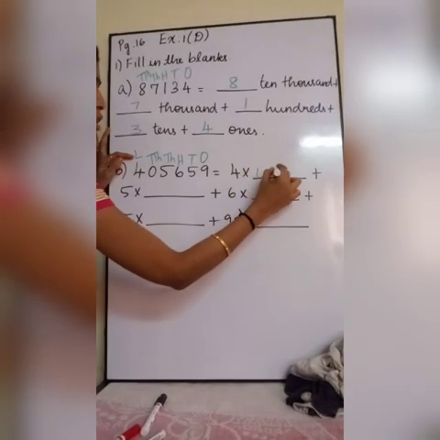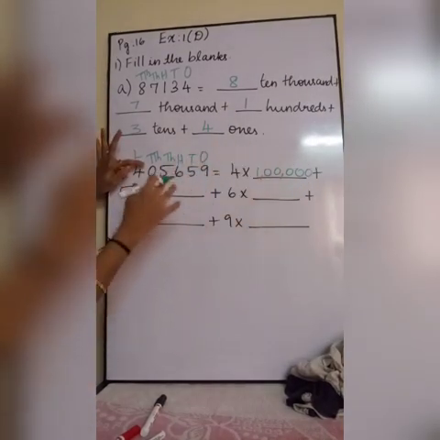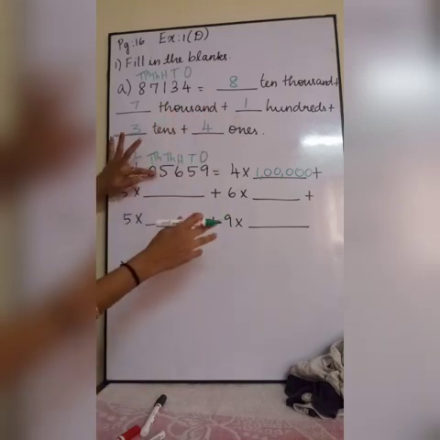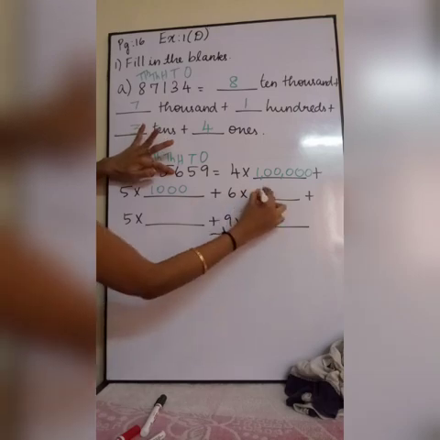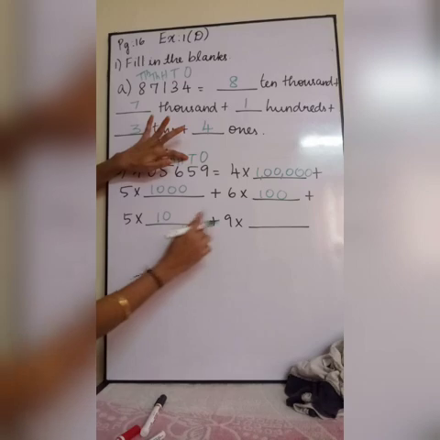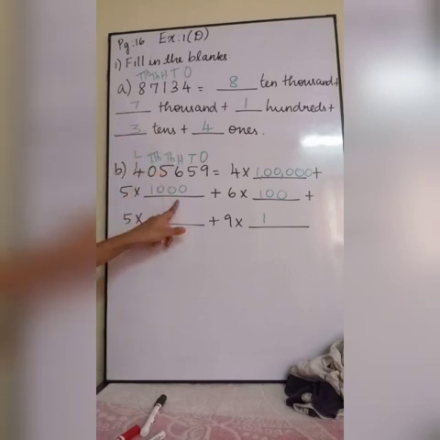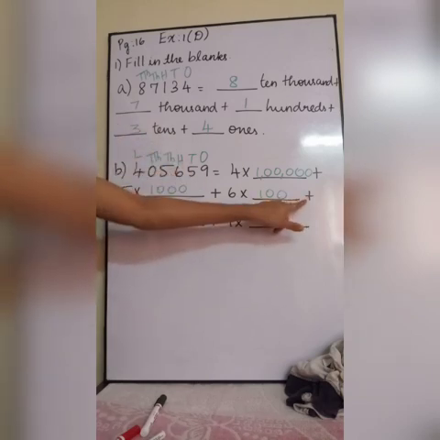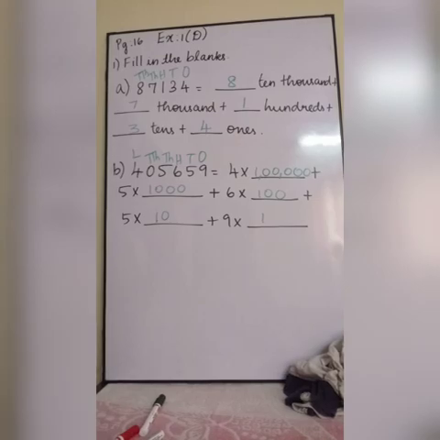4 into lakh plus 0, they didn't give, because 0 into anything is 0 only, so they didn't give. 5 into 1,000 plus 6 into 100 plus 5 into 10 plus 9 into 1. So 4 into 1 lakh plus 0, not needed, 5 into 1,000 plus 6 into 100 plus 5 into 10 plus 9 into 1. Understood how I have written? Your C, D, E is your homework, children.